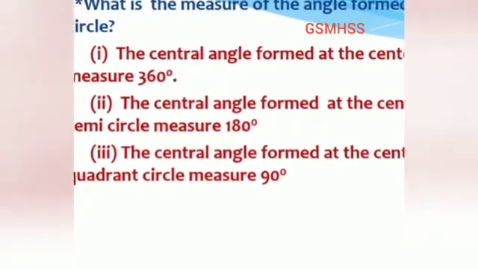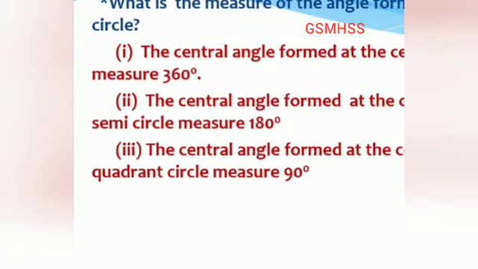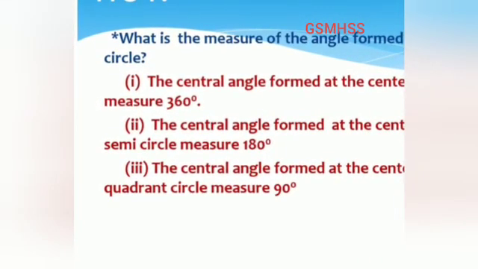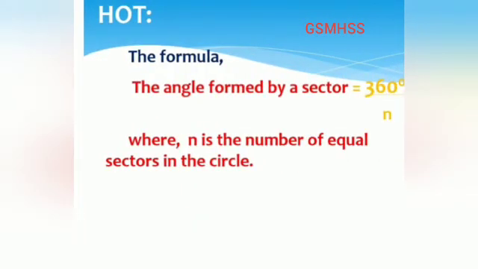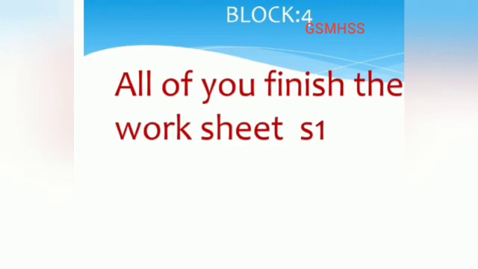So, what is the measure of the angle formed by the circle? The central angle formed at the center measures 360 degrees. The semicircle measures 180 degrees. The quadrant measures 90 degrees. The general formula: the angle formed by a sector is equal to 360 degrees divided by n, where n is the number of equal sectors in the circle. So, is the topic clear? We have finished worksheet X1 in block number 4. Thank you.